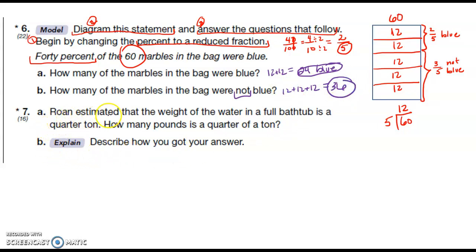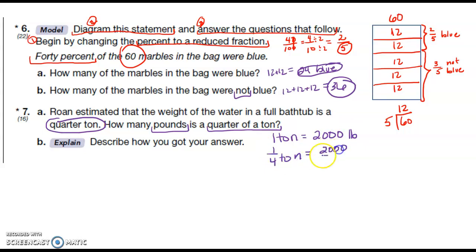All right, number 7. Rowan estimated the weight of the water in the full bathtub as a 1/4 ton. How many pounds is a 1/4 of a ton? So 1 ton is equal to 2,000 pounds. And if I want to divide that by 4, a 1/4 ton, then I'm going to divide this by 4 as well. And 2,000 divided by 4, trusty dusty calculator, is 500 pounds. So that's a 1/4 ton. Okay, and just describe how you got your answer. This is how I got my answer.